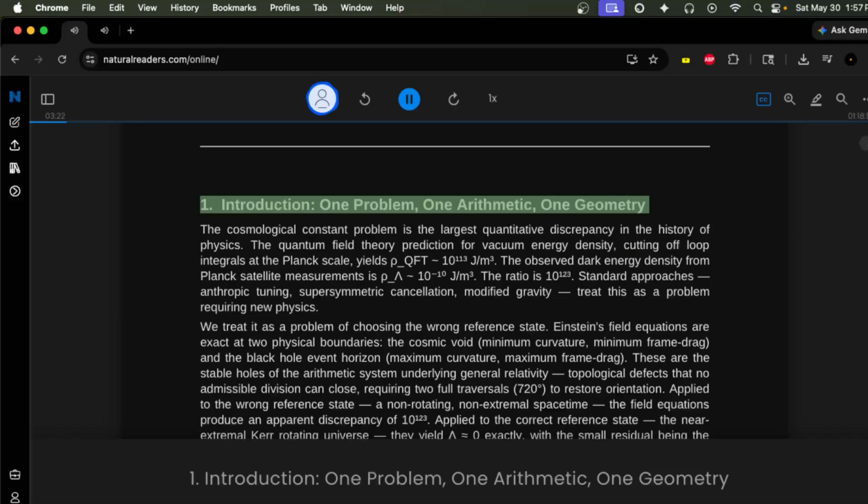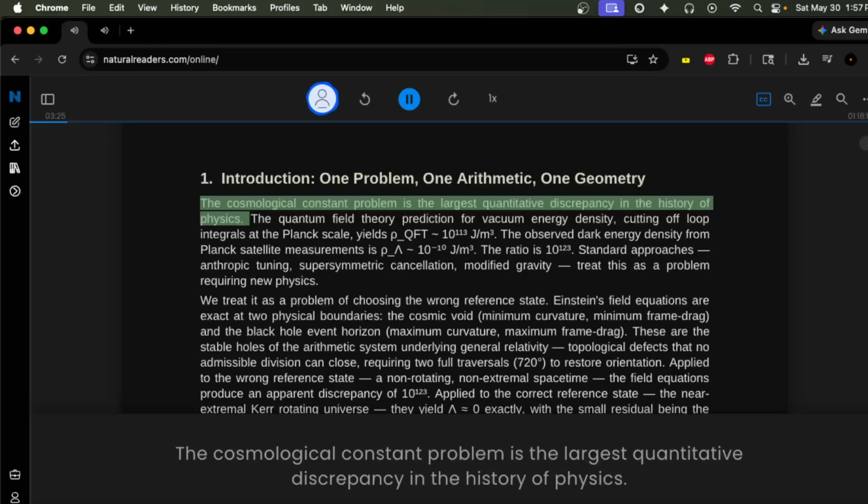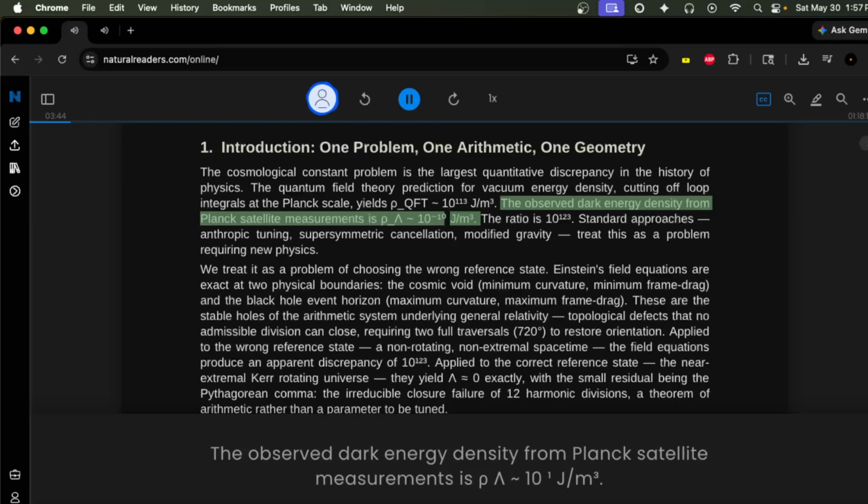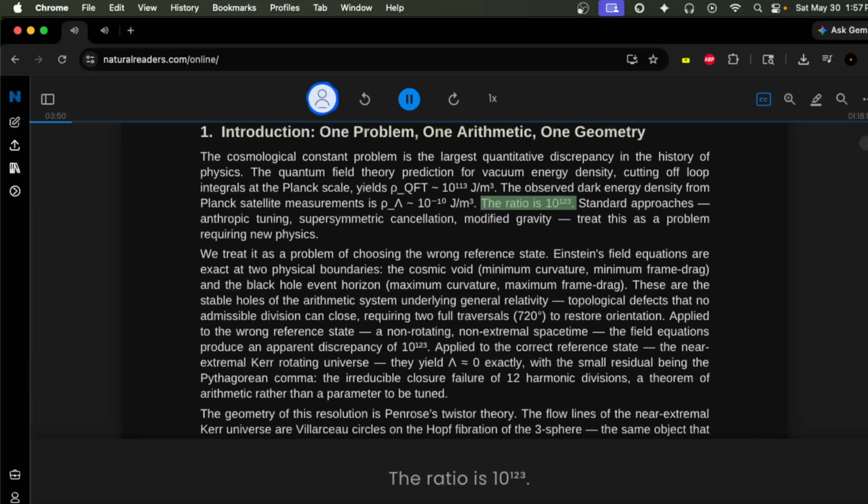1. Introduction. 1 problem, 1 arithmetic, 1 geometry. The cosmological constant problem is the largest quantitative discrepancy in the history of physics. The quantum field theory prediction for vacuum energy density, cutting off loop integrals at the Planck scale, yields rho QFT approximately 10^113 J per cubic meter. The observed dark energy density from Planck satellite measurements is rho lambda approximately 10^-10 J per cubic meter. The ratio is 10 to the power of 123.